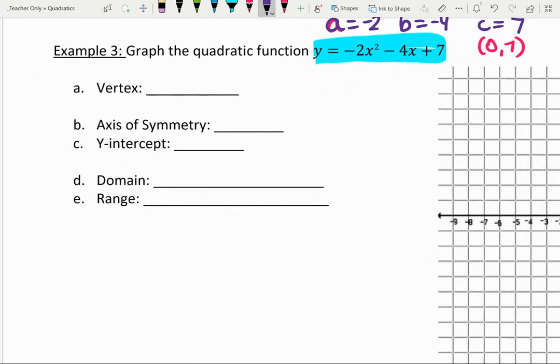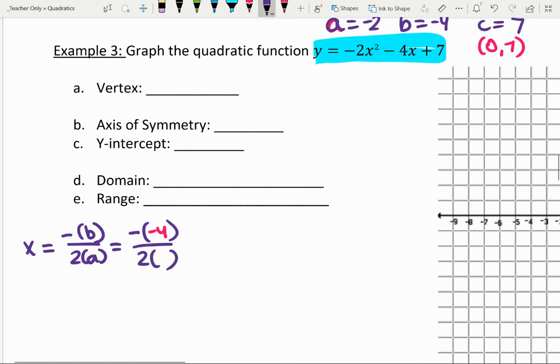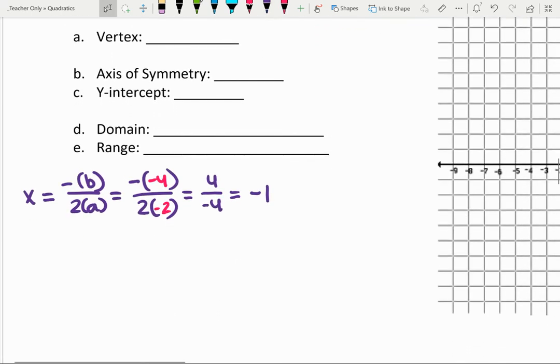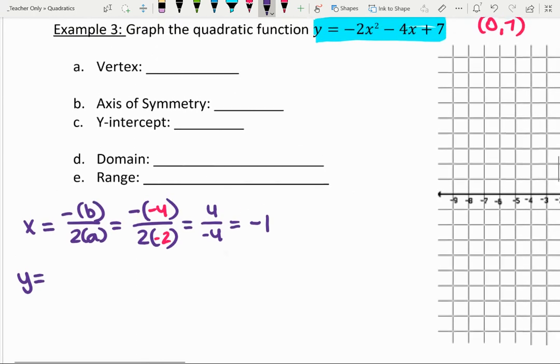So again, I'm going to use the vertex formula. Oops, I keep trying to use v. The x coordinate is equal to negative b divided by 2a. So that'll be negative (-4). Again, parentheses are our friends. We don't ditch our friends. Okay, so negative (-4) is positive 4. 2 times negative 2 is negative 4. And 4 divided by negative 4 is negative 1. Wonderful.